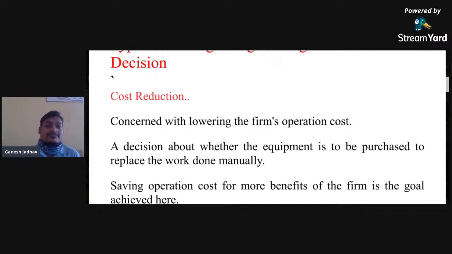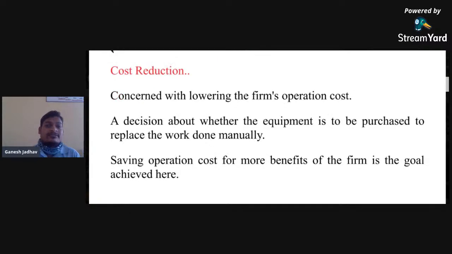So cost reduction: why is cost reduction required? What they say is that it is concerned with lowering the firm's operation cost. So the decision about whether the equipment is to be purchased or replaced, or the work done manually, or saving the operation cost for the benefit of the firm is the goal. The lowering of the firm's operation cost.